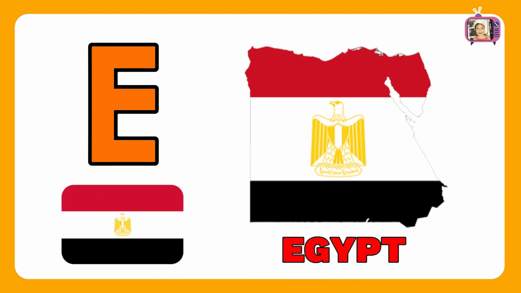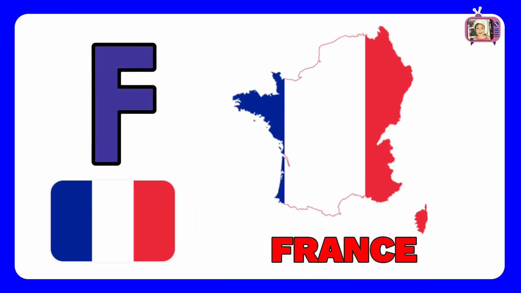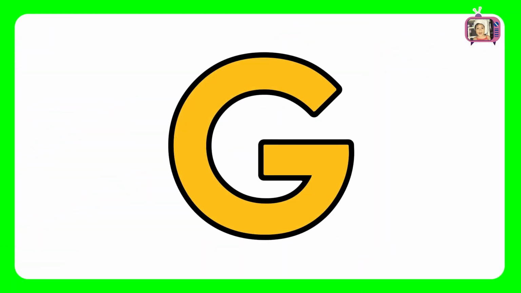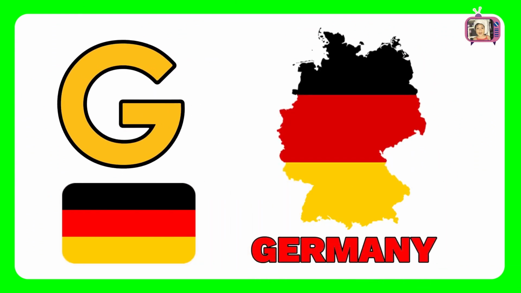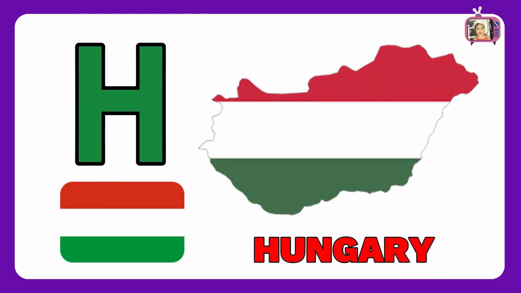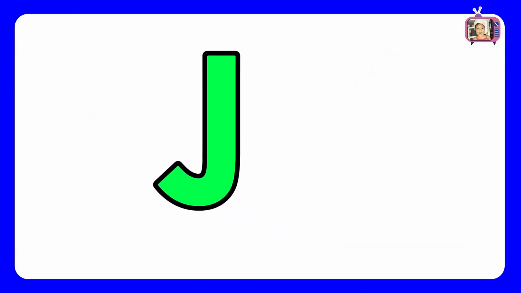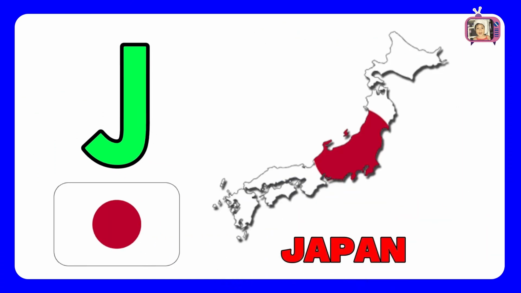E is for Egypt, Egypt. F is for France, France. G is for Germany, Germany. H is for Hungary, Hungary. I is for India. India. J. J is for Japan. Japan.